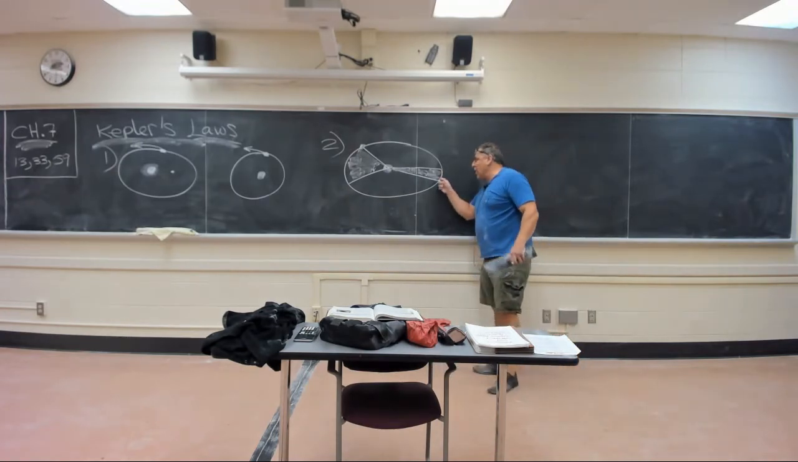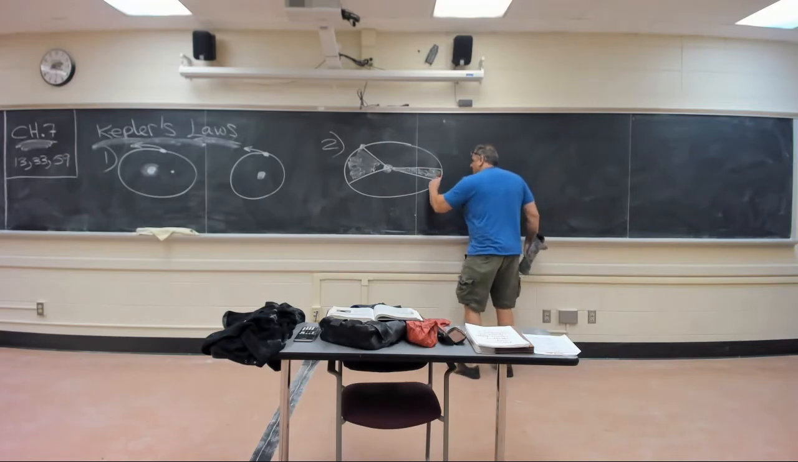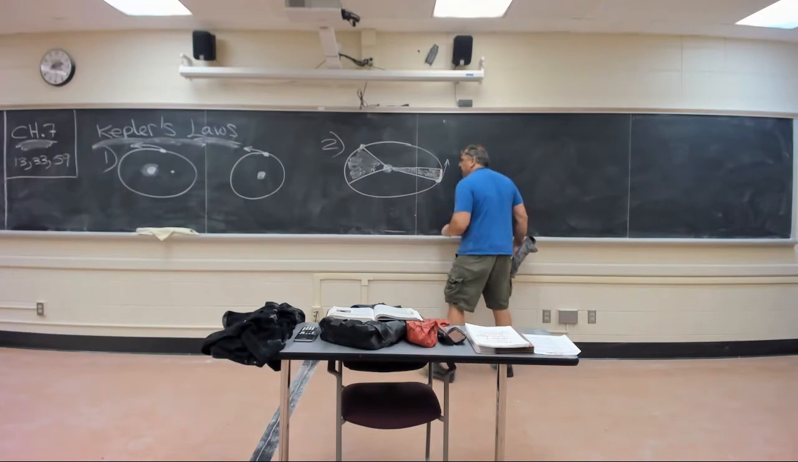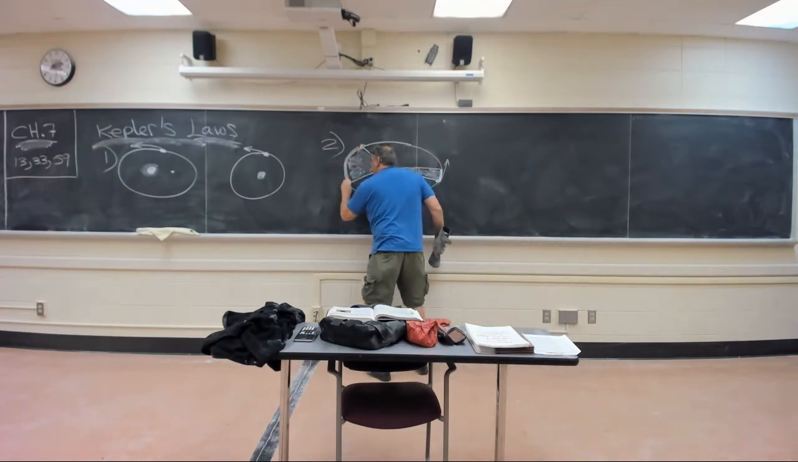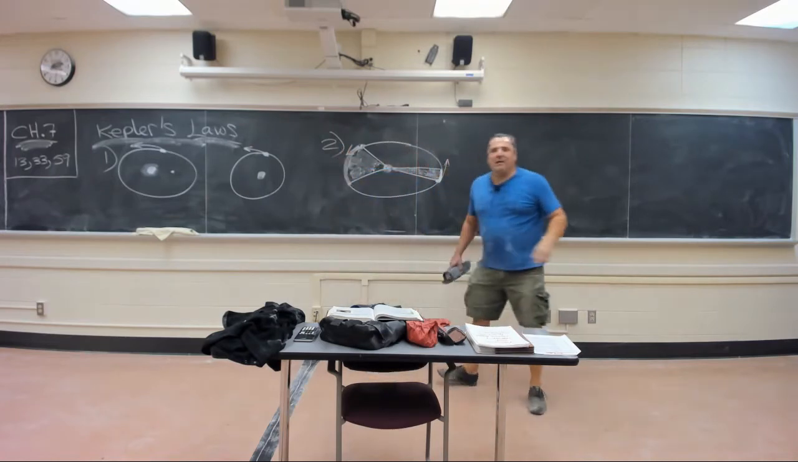So it's going a lot slower here. This is how far the planet went in 2 years. From here, going that way, the planet went this far in 2 years. Who's going faster? Well, that's kind of obvious.